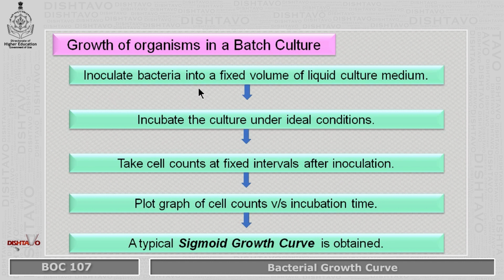First, we inoculate bacteria into a fixed volume of liquid culture medium. This is incubated under ideal conditions of growth. Then we need to take cell counts at fixed intervals after inoculation. Finally, we plot a graph of the cell count versus incubation time. In this plot, what we see is a sigmoid growth curve.